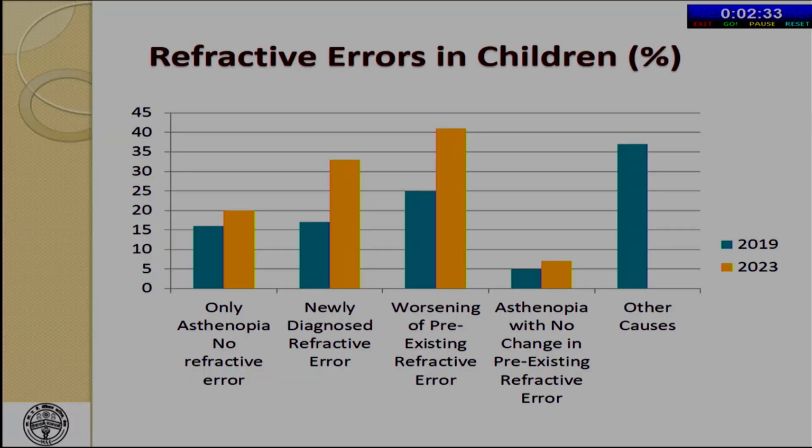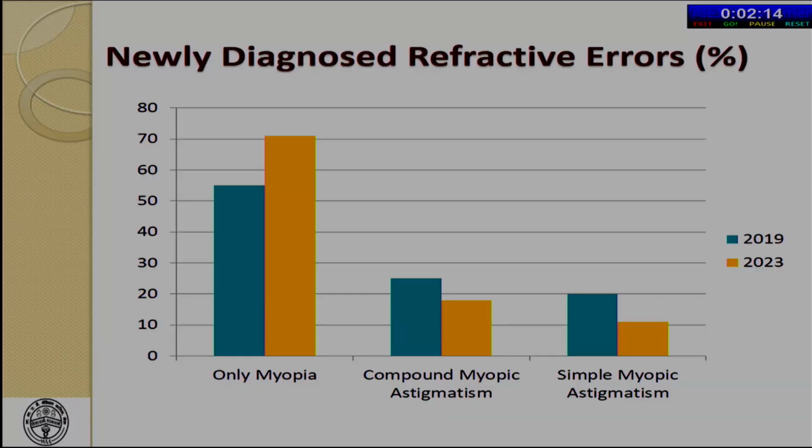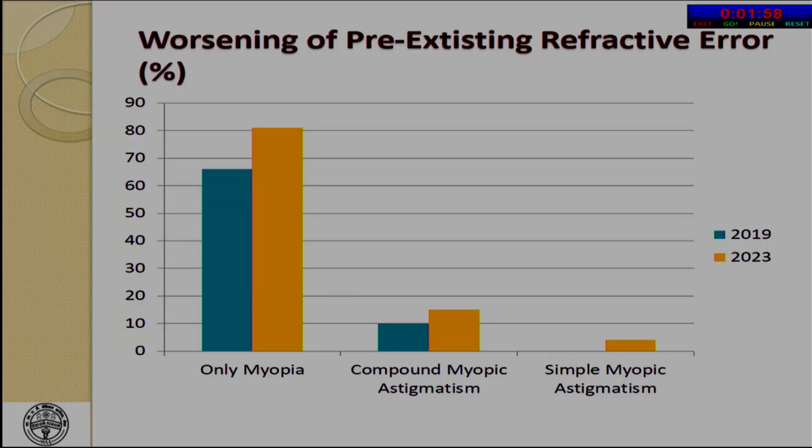This is a pie chart showing the increase in newly diagnosed refractive error and pre-existing refractive error in 2023. Of the 38 children newly diagnosed with refractive error, myopia was higher, at 71%, as compared to 2019. This pie chart shows myopia incidence in 2019 and 2023. The 47 children who had worsening of pre-existing refractive error in 2023 also had a high rate of myopia, 81% in 2023. The worsening of pre-existing refractive error is shown in the bar chart.